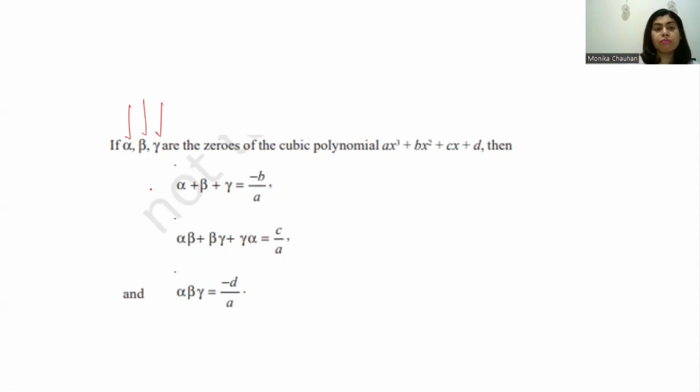So you have to remember that alpha plus beta plus gamma, that is the sum of all the zeros, is minus b upon a. What is b? Coefficient of x square. And what is a? It is the coefficient of x cube. Then the sum of products of the zeros, alpha beta plus beta gamma plus gamma alpha, multiplying 2 at a time, you get c upon a. This c is the coefficient of x. Then alpha beta gamma, all three together, is minus d upon a. So it is the constant term upon the coefficient of x cube. You have to remember it.